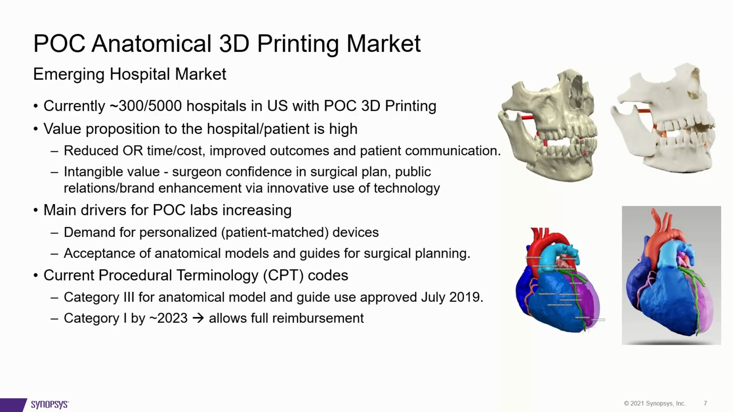Currently, point of care 3D printing is at Category 3 for anatomical model and guide use, and that was approved back in July 2019. You hear different dates and different estimates, but it's estimated that this will reach Category 1 by 2023. And this would allow full reimbursement, which would definitely help this market really take off and be used much more in general.